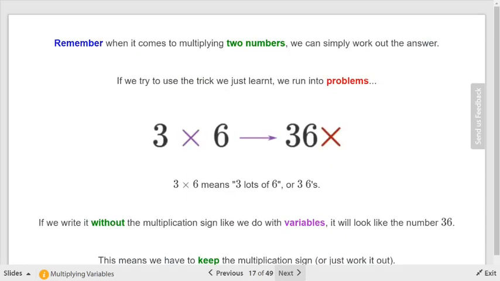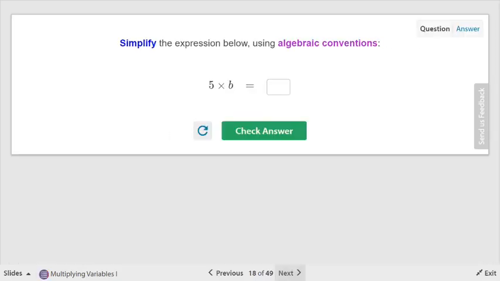Here's where they're showing you that you can't just leave out the multiplication symbol with numbers, because 3 times 6 is not the same thing as 36, is it? Whoops. Now I'm into your homework.